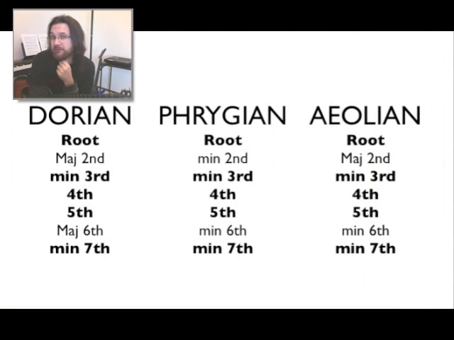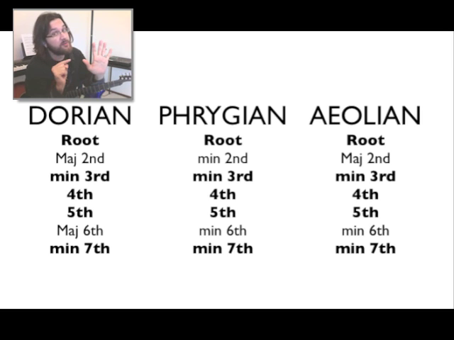Let's take a look at these 3 scales, and we're going to compare their formulas. Well, they all have a root. Of course, every scale has a root. That's the reference note, the note from which you're going to start the scale. But there's other similarities. All of these scales have in common the root, the minor third, the perfect fourth, the perfect fifth, the minor seventh.